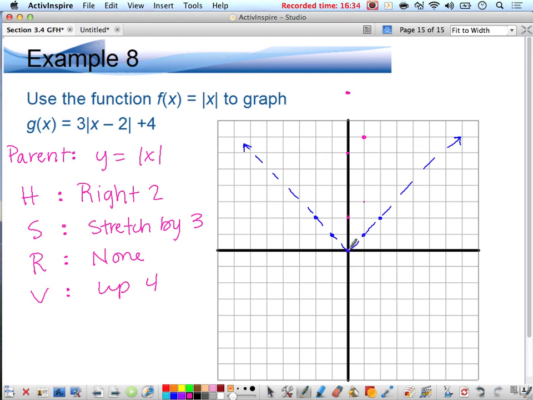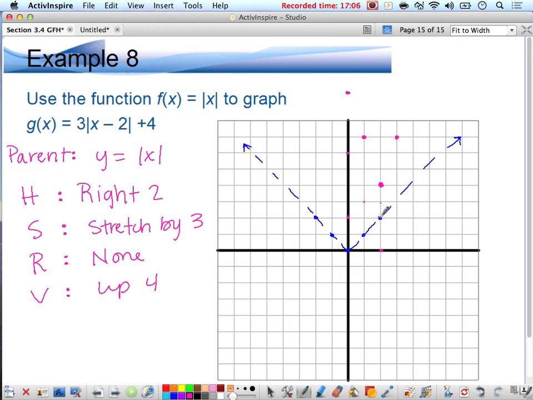Let's take our third point. We're on this point right here. To the right 2. Stretch by 3. Well, 0 times 3 is still 0. Then move it 1, 2, 3, 4. We finally found our vertex. That's our new vertex. So then we're going to move this point next. To the right 2, stretch by 3. 1 times 3 is 3. Then move it up 4. 1, 2, 3, 4. And now you can start to see the symmetry coming back.